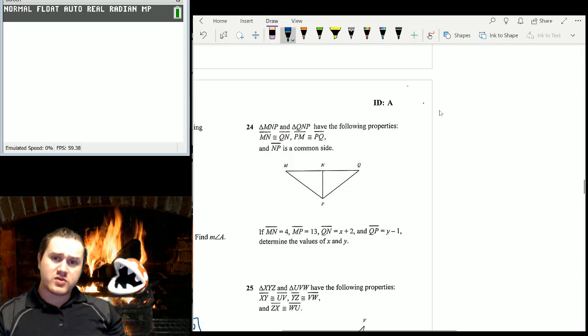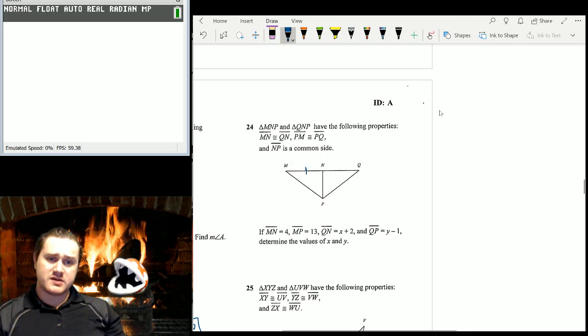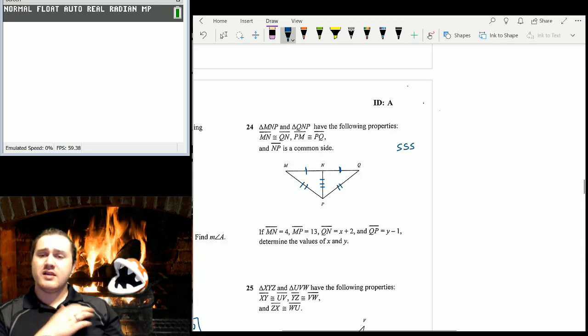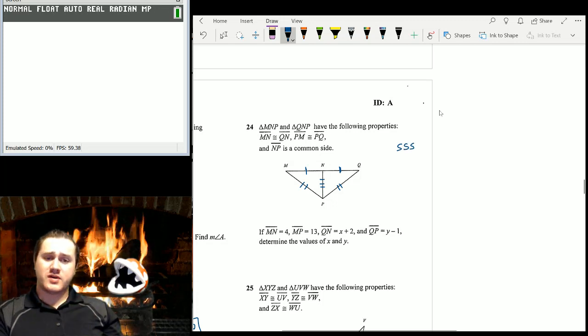Number 24 has two triangles and it gives us some parts of it. First says MN is the same as QN, so these two parts are the same. PM is the same as PQ. And the other thing that we know will be the same in the middle is this line because it's the same line, so that would be a reflexive property. Looking at this, we've got these triangles congruent by side, side, side. Therefore, all the corresponding parts are congruent.